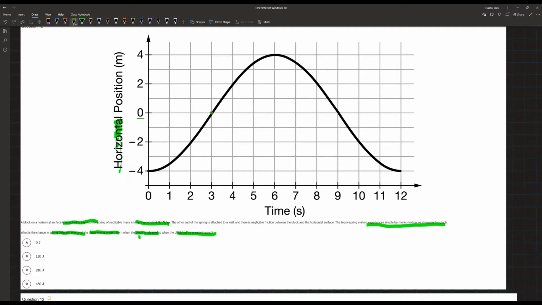So if we look at this, they want the change in the spring potential energy. That means that they want the final spring potential energy minus the original spring potential energy.